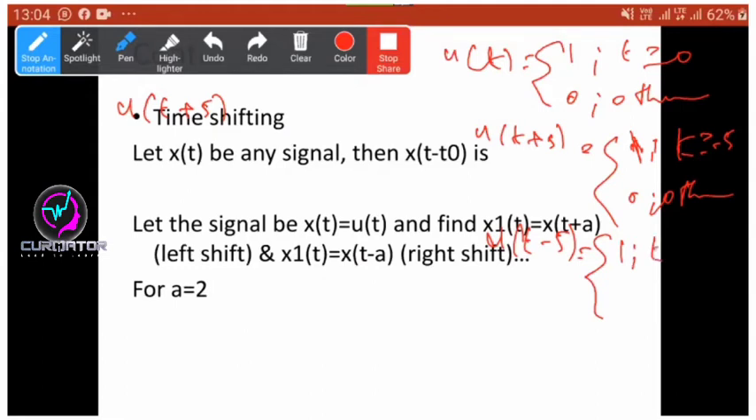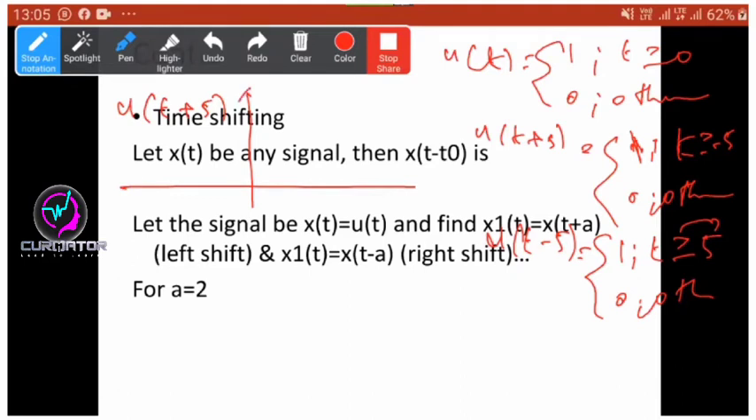If I choose u of t minus 5, then I will get 1 for t minus 5 greater than or equal to 0. That minus 5, if it goes to this side, it will become plus 5. So t greater than or equal to plus 5, 0 otherwise. Let's just plot both of these graphs and see what is the actual difference.